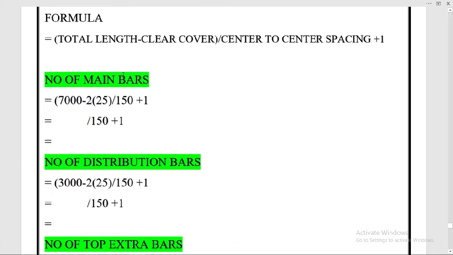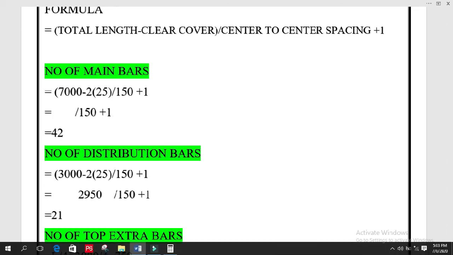Our main bars are provided at the shorter span, but the opposite length is the longer span length, 7000 millimeter, minus 2 clear covers from both sides. That's why we multiply 2 with 25 millimeter. We know that 25 millimeter is the concrete cover from all the sides, so we subtract it from the total length and divide by the center to center spacing of the main bars, which is 150 millimeter, plus 1. This is the formula to calculate the number of main bars.